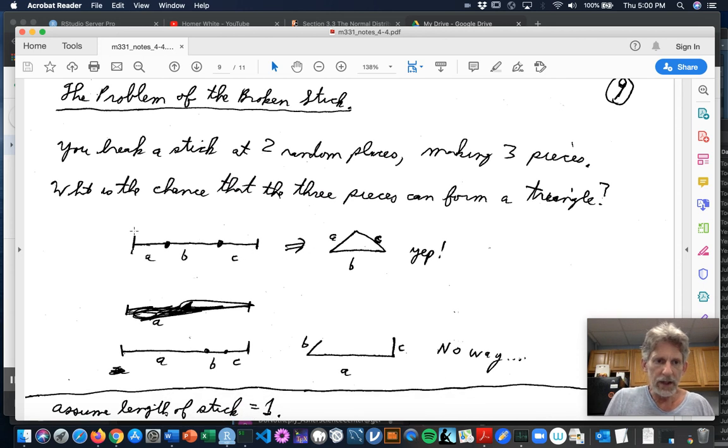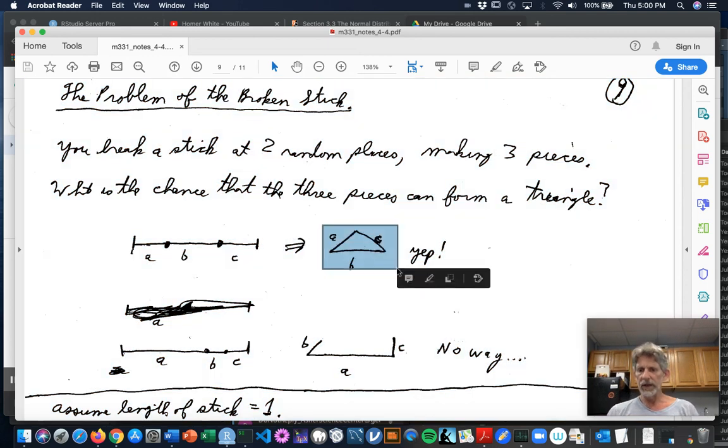Sometimes it'll happen that they make a triangle, like if this is your stick here. And if this dot here is one of the breakpoints, and here's another breakpoint, then maybe you got these three lengths. You've got a stick with length A, and a stick with length B, and a stick with length C that came out of it. And it looks like you could stick those together to make a triangle, maybe like that.